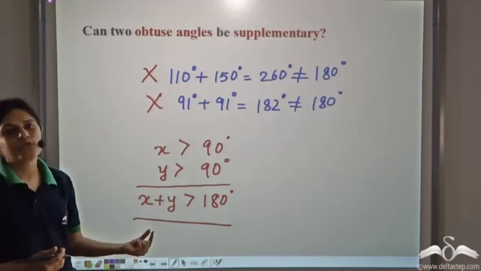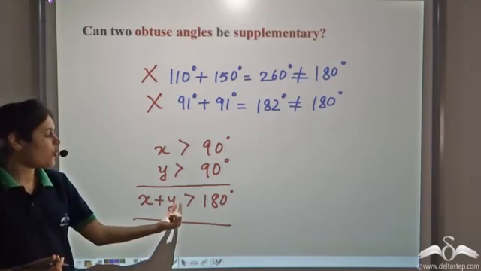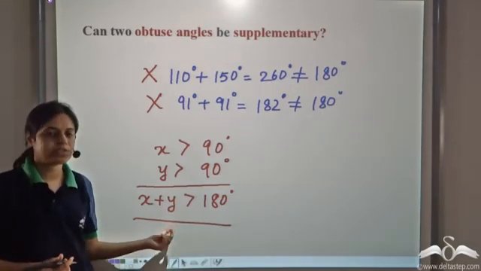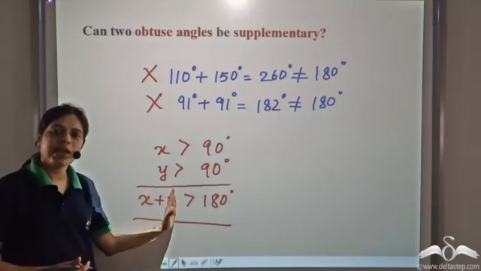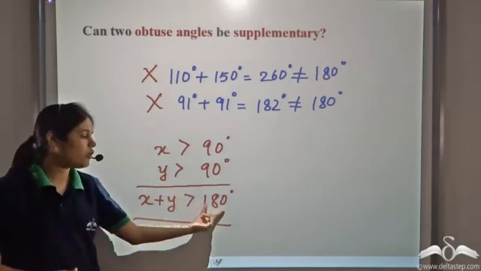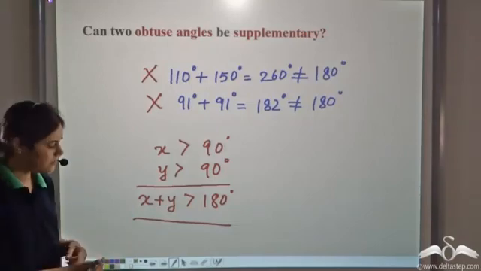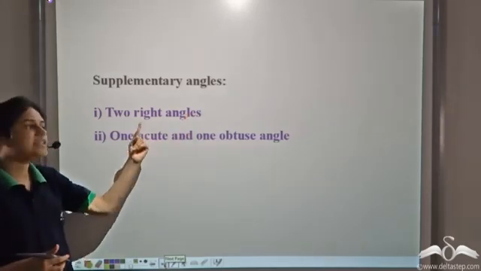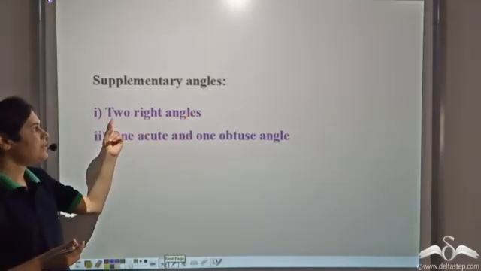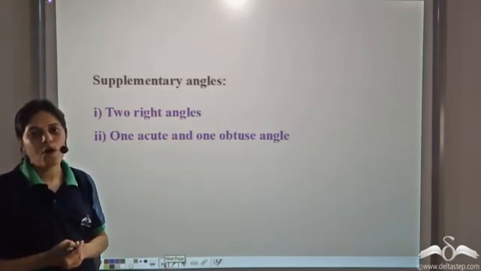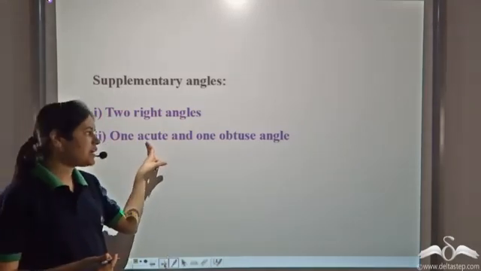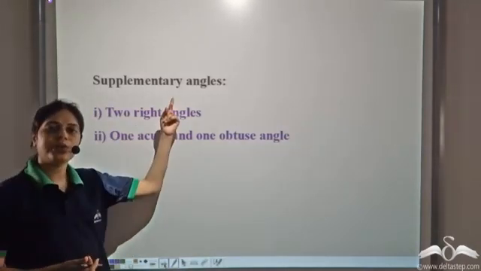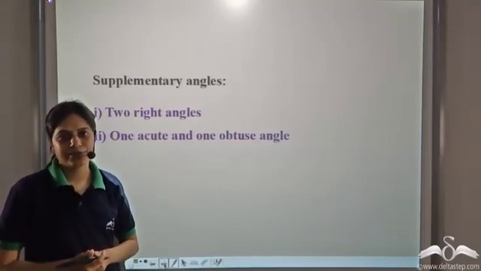So as soon as you take one angle as obtuse, you have to take the other angle as acute to form supplementary angles. So if one angle is obtuse, the other angle should be acute in order to form supplementary angles. So what we get is that supplementary angles are formed in either of the two cases: when we have two right angles, or when we have one acute angle and one obtuse angle. So one of these must hold if we have supplementary angles.